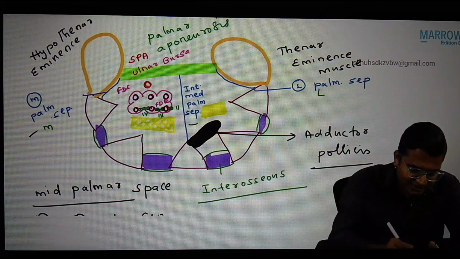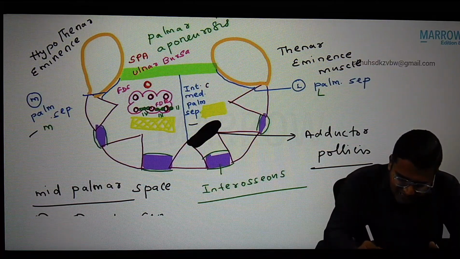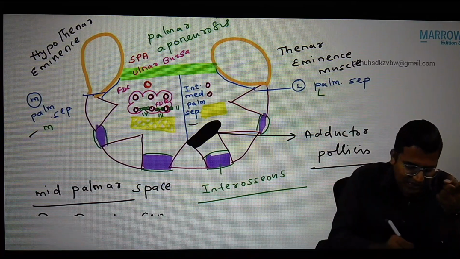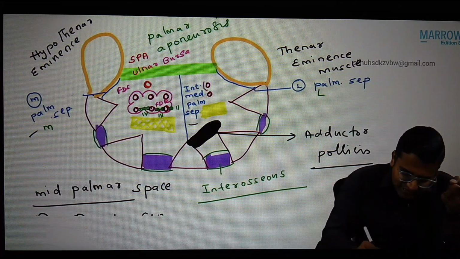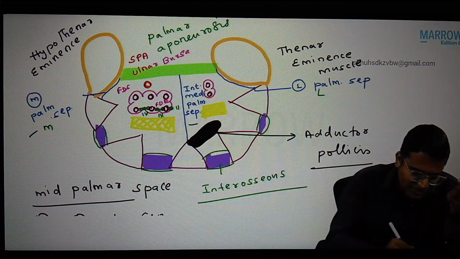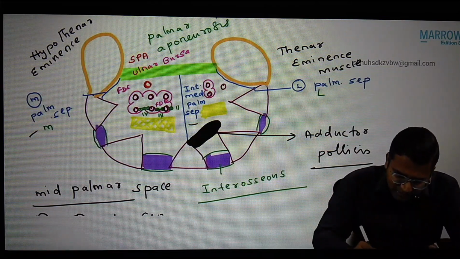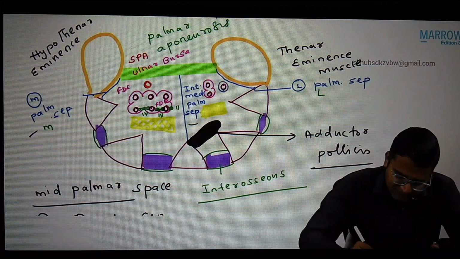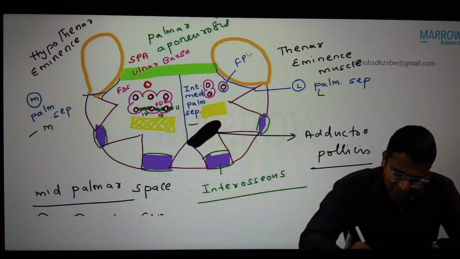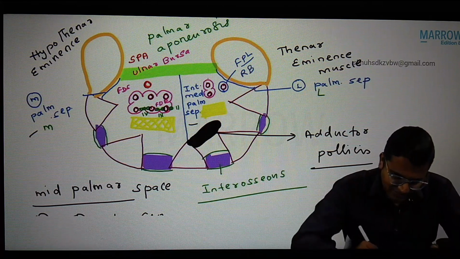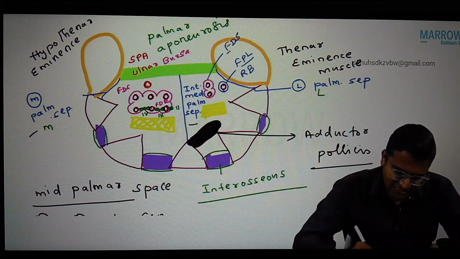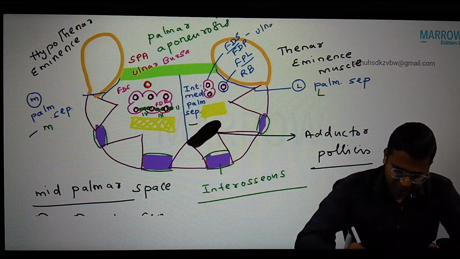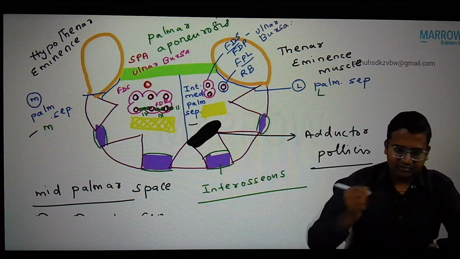Now, on the front side, we have the FDS tendon and FDP tendon to the index finger. The FDS and FDP tendons are covered by our ulnar bursa, and we also have the flexor pollicis longus that is covered by our radial bursa. That is our flexor pollicis longus, which the radial bursa is covering. That is the FDS tendon and FDP tendon, and we have a synovial sheath, that is our ulnar bursa.